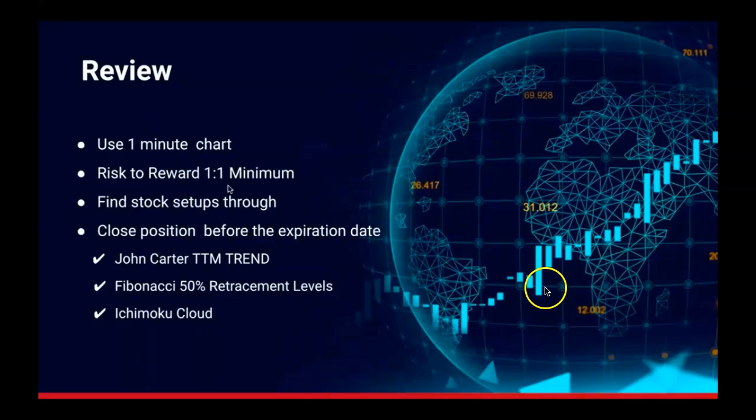Your risk to reward, the minimum has to be 1-to-1. I got to risk $100 to make $100. I want you to find your stock setups through the John Carter, the Fibonacci, or the Ichimoku cloud. And I want you to close your position if you're in a commodities trade or an index before the expiration date. You got to do that. Don't get yourselves in trouble.